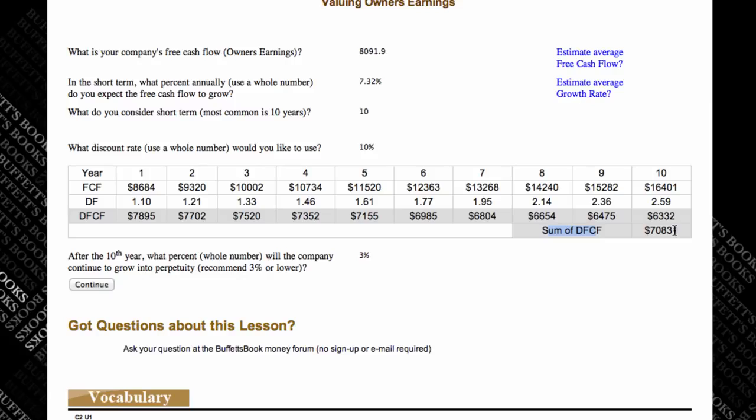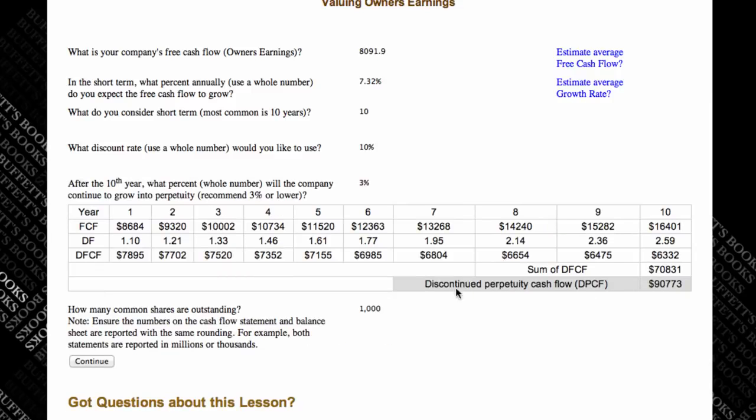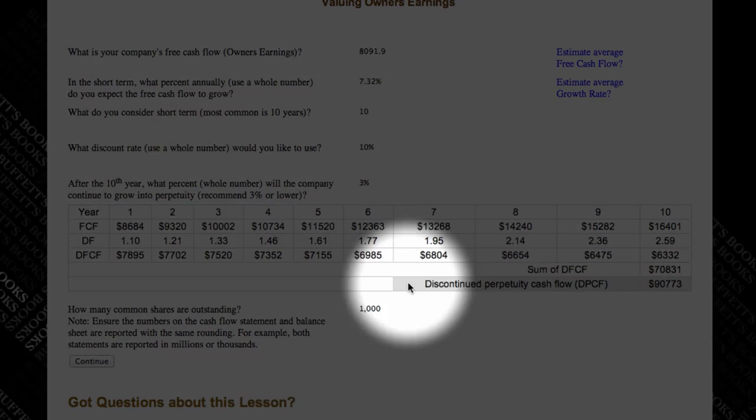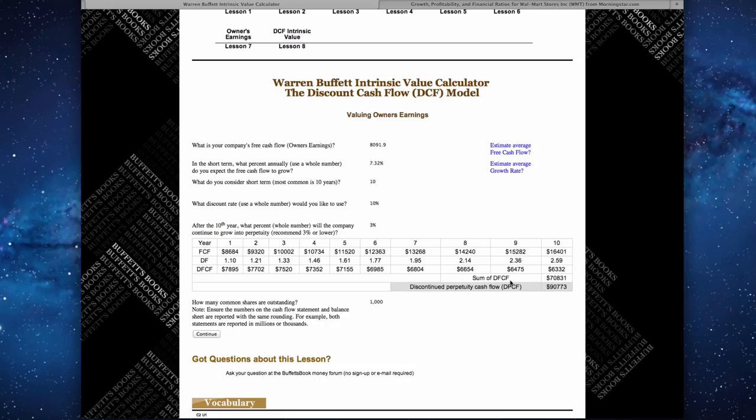And then it's going to add up all those cash flows, and then it's going to discount it back to today's value. So when you hit continue, it's going to figure that out for you. And you can see right here where my mouse is, it says discounted perpetuity cash flow. So for the first 10 years, we had $70.8 billion that were discounted back to today's value. Then when you add in the discounted perpetuity value, that's another $90 billion on top of that. So we've got all that money. It's all summed together. The calculator's doing all that for you.